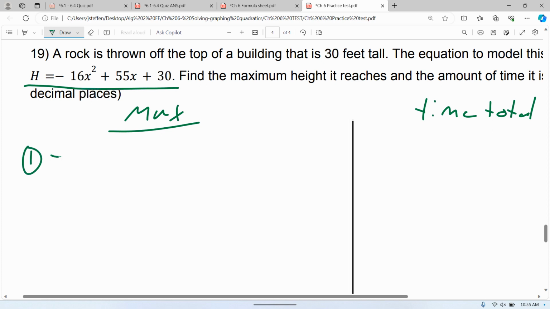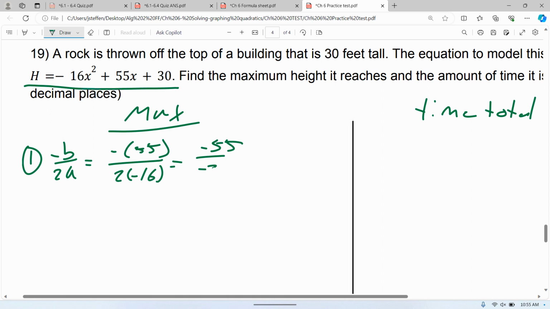Negative 55 over 2 times negative 16, which is 1.72. Sorry, my calculator's messing up. So I write 2 decimal places, 1.72. But that's not your answer. We need to find the vertex.